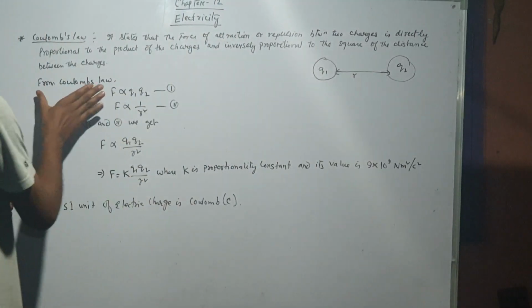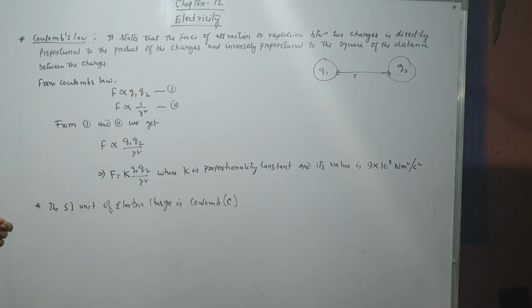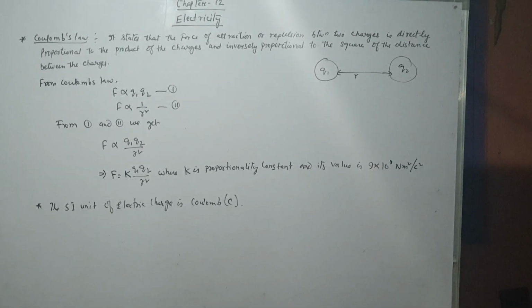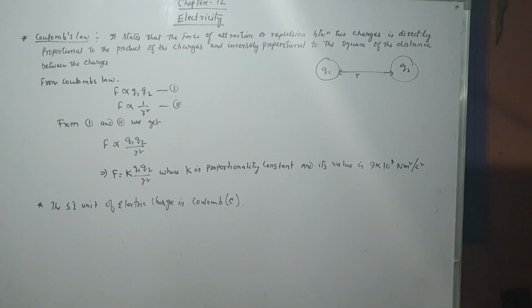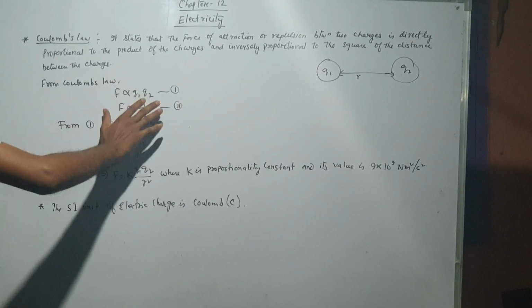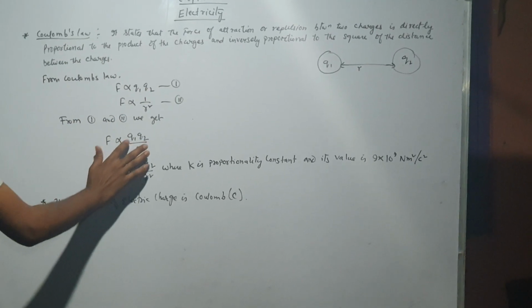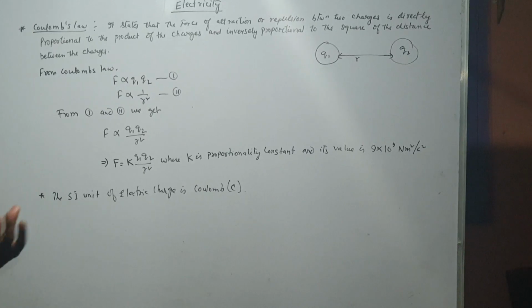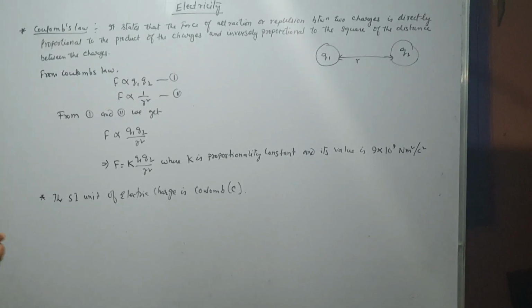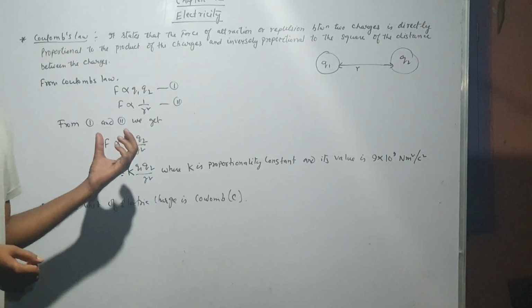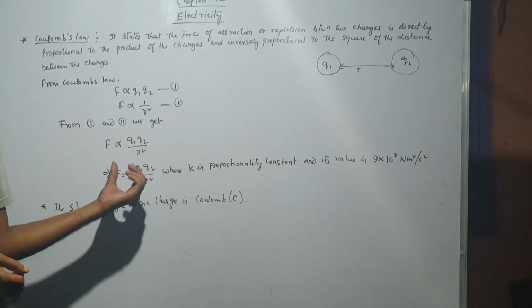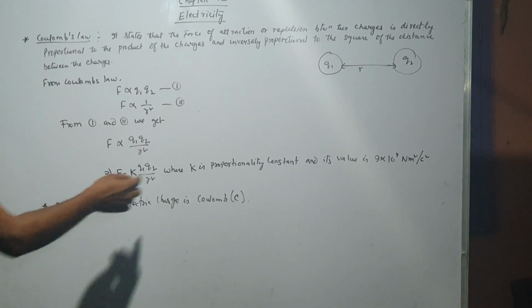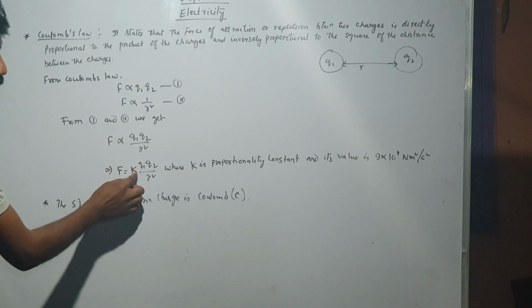So in Coulomb's law, F is proportional to Q1 into Q2, and F is inversely proportional to 1 by R square. If I compare these two relations, I get F is proportional to Q1 into Q2 by R square. We have already learned in class 9 that if you want to remove the proportionality sign, we have to bring in a constant. So here I have changed the proportionality and brought the constant.